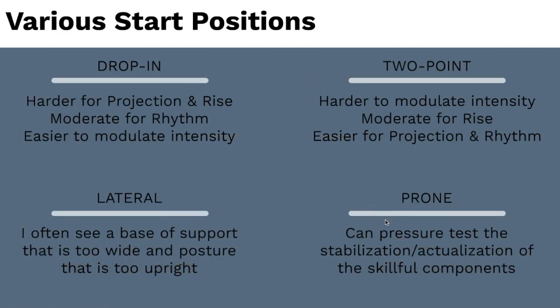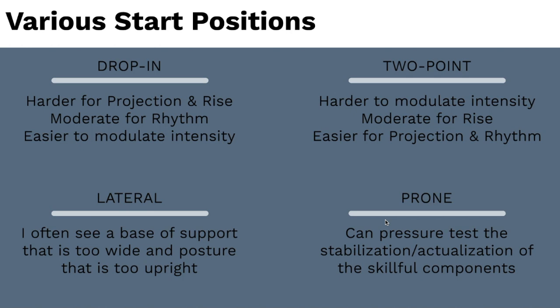Within this, we'll also utilize various start positions. Here's a couple notes on some of the most common ones. With drop-in starts, they're a little bit harder for projection and rise. I'd say moderately hard to execute rhythm, and they're much easier to modulate intensity. 2-point starts are harder to modulate that intensity, easier for the projection and the rhythm, and moderate to execute the rise.